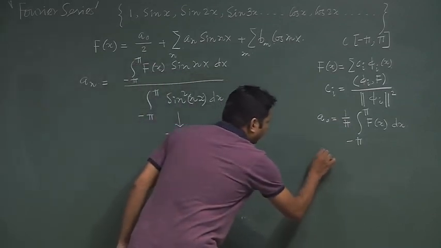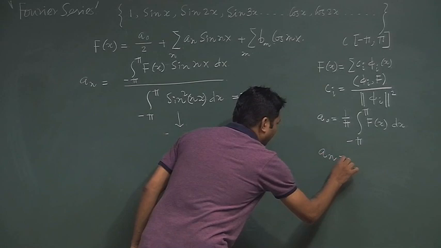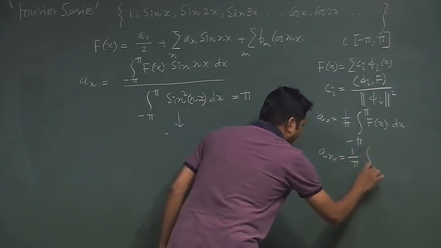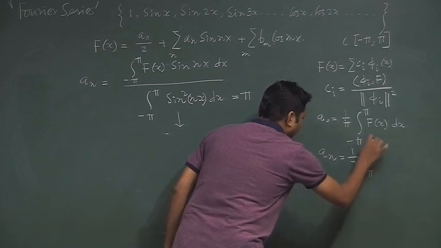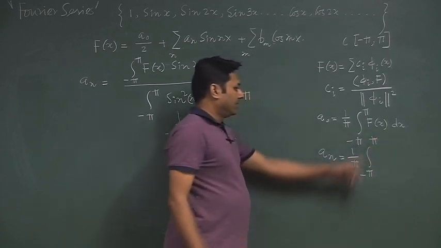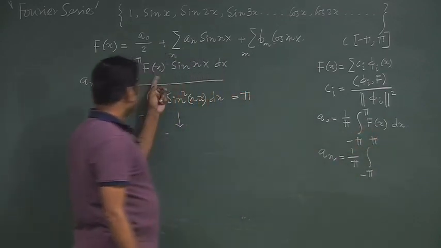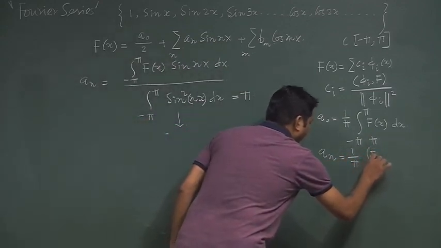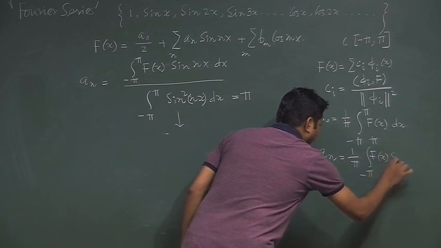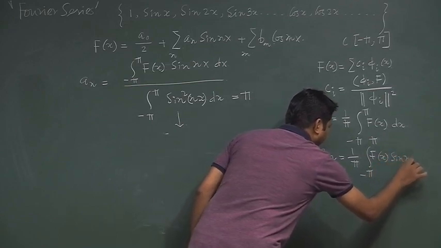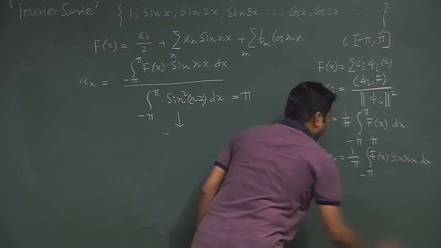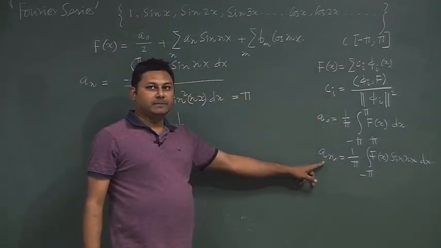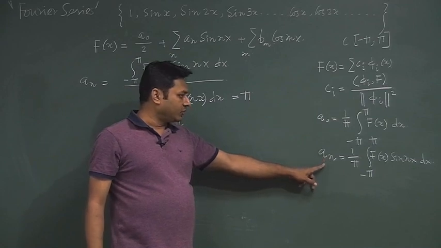So my an is 1 divided by pi, integration from minus pi to pi of f(x), but here I should have f(x) into sin nx, so f(x) sin nx dx. So this is how I find my Fourier coefficient an.